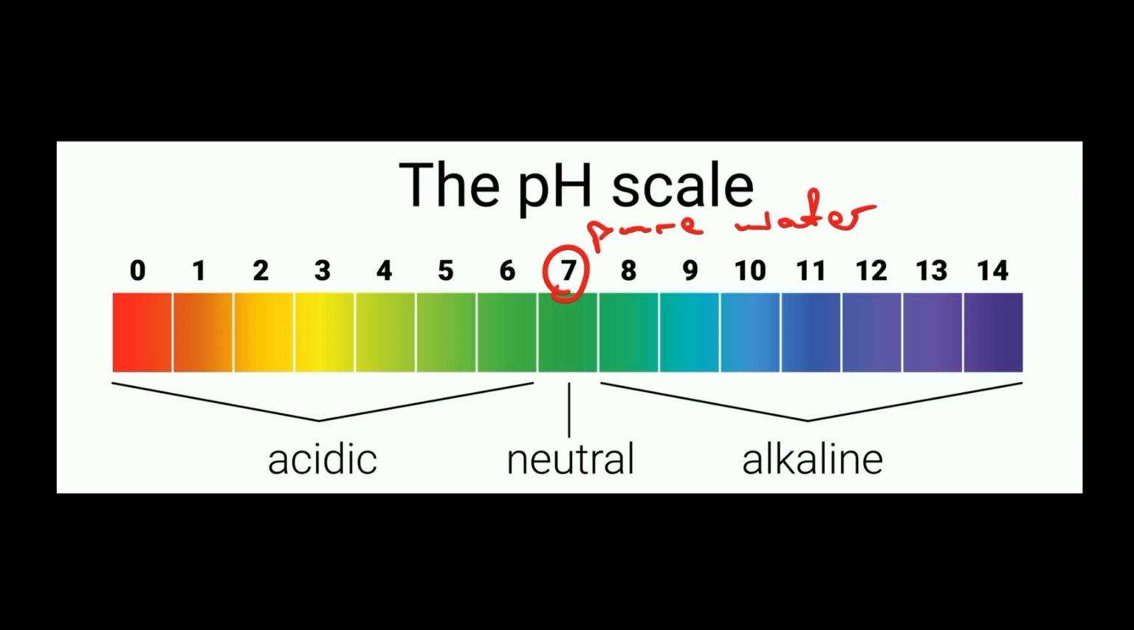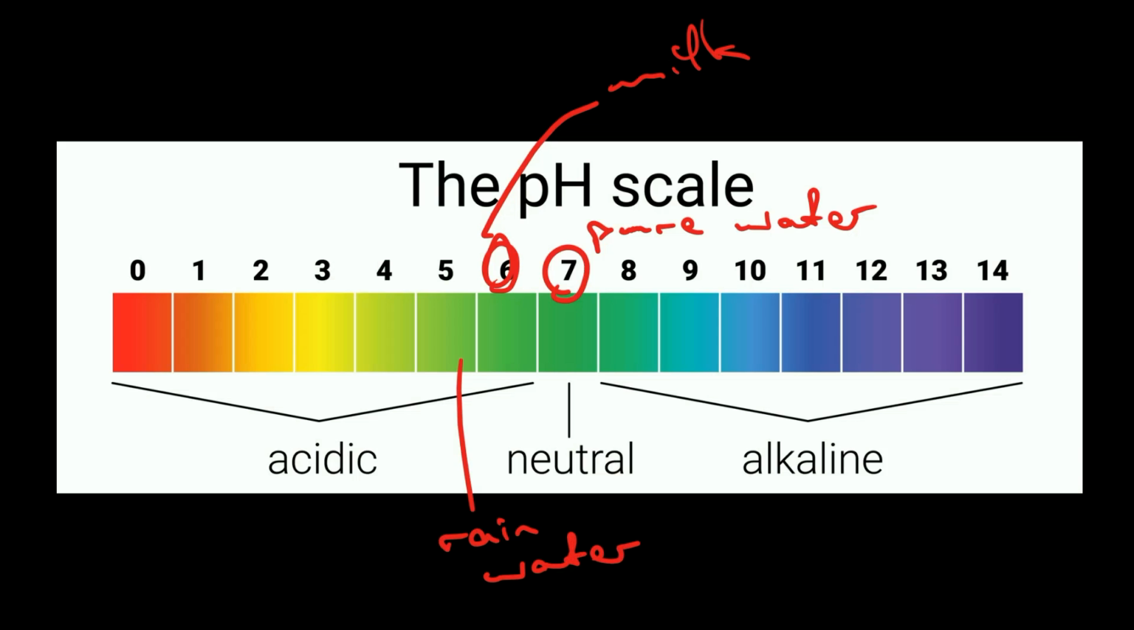Other things you may have heard of, milk. Milk would be about 6 on the pH scale. Actually, let's label that. Milk. Normal rainwater is actually slightly acidic. That's about a pH 5.6. So let's go about here. So rainwater is actually slightly acidic. That's because it's dissolved some CO2 up in the atmosphere, and that's made carbonic acid. So slightly acidic. Black coffee would be about a 5.